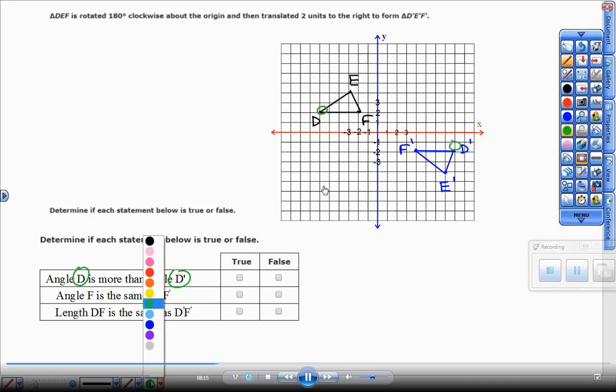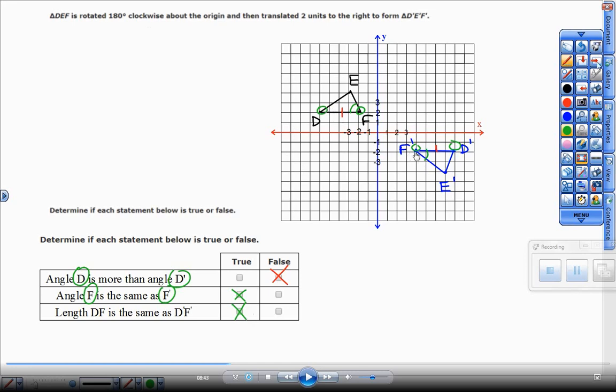Angle F is the same as angle F prime. So remember this angle and then angle F prime, which is really this one, if you label it correctly. Those are the same angle, you could see with your eye. That is true. And then length, again, you could see with your eye. This length, DF, is the same as this length, D prime F prime. You could see that with your eyeball. That is true. But again, when things are just transformed and not a dilation, everything is still the same.